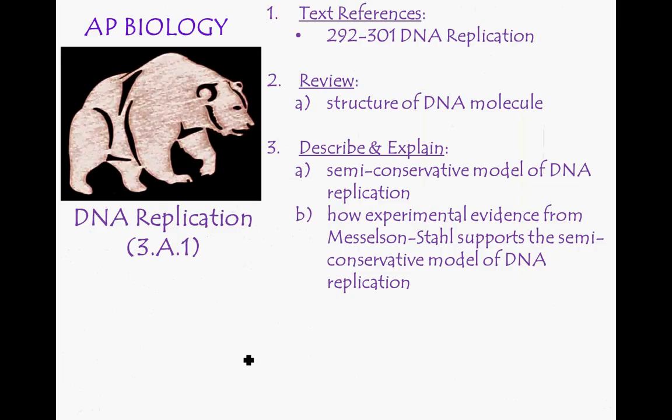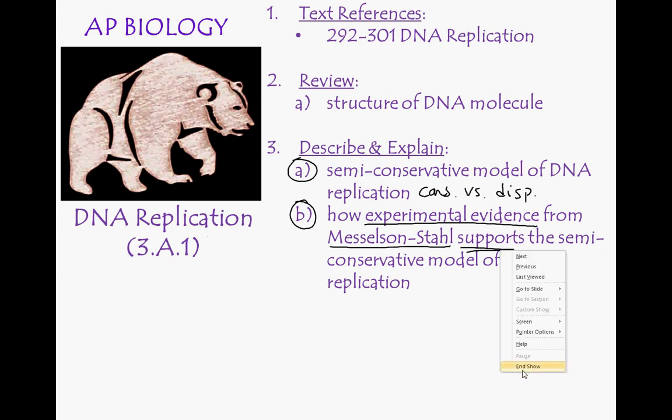So you should now be able to describe the semi-conservative model of DNA replication and how it is different from the conservative and the dispersive models. What is the difference between those? And what is the experimental evidence from Meselson and Stahl that supports the semi-conservative model of DNA replication? Okay, thanks for listening. Bring your questions to class.